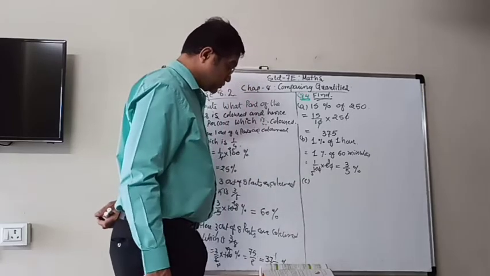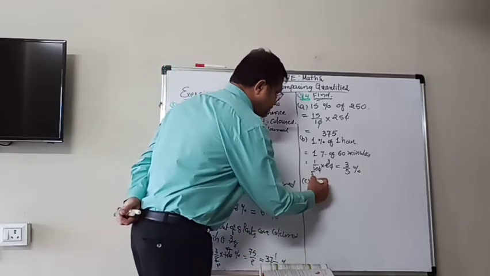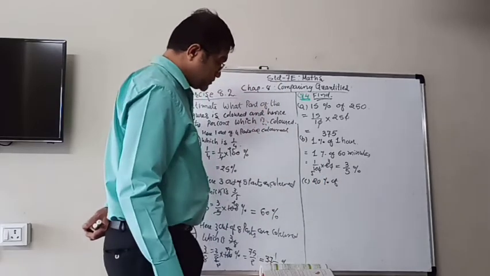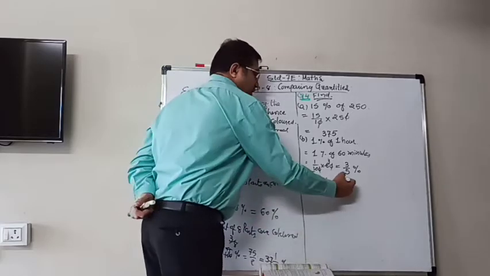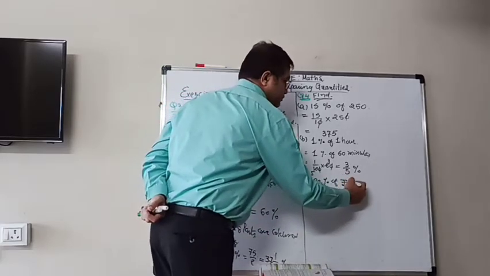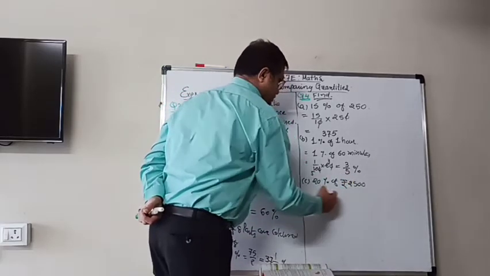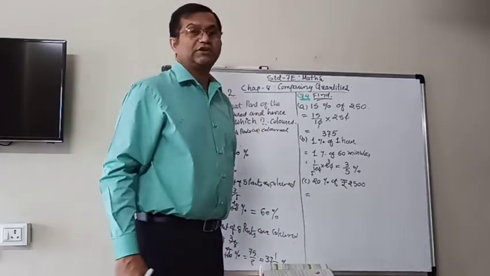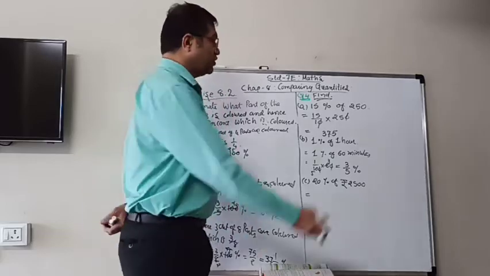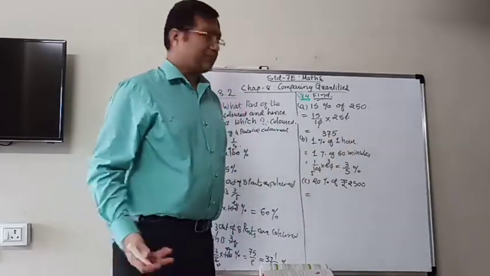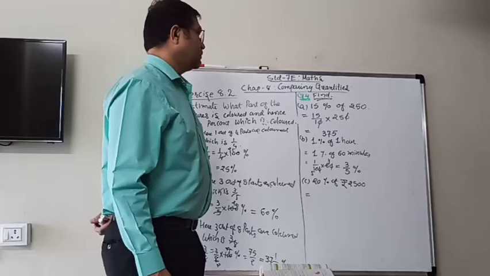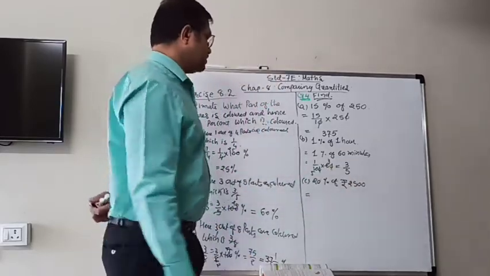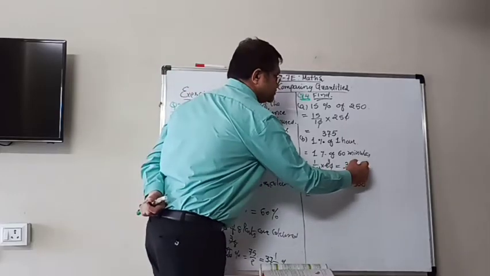C. 20% of rupees 2,500. Here no need to convert it into paise because it is a big amount. Here it was only 1 hour, therefore we actually did not convert. So the answer is 3 upon 5 minutes.